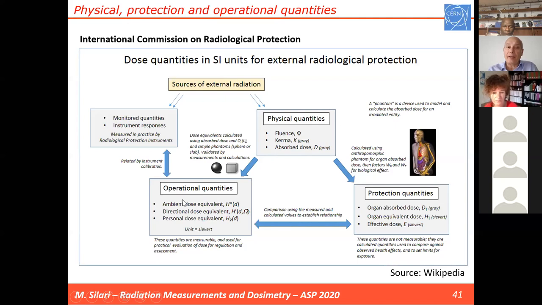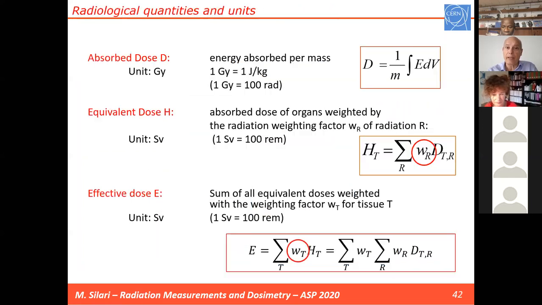So you have an instrument which measures a physical quantity, and if it's properly calibrated with a proper calibration factor, it will give you an indication of the operational quantity, which in turn will be a representative and conservative estimate of the protection quantity that you should not exceed. We'll see this in a bit more detail. So first of all, some units, because you need units to measure quantities.